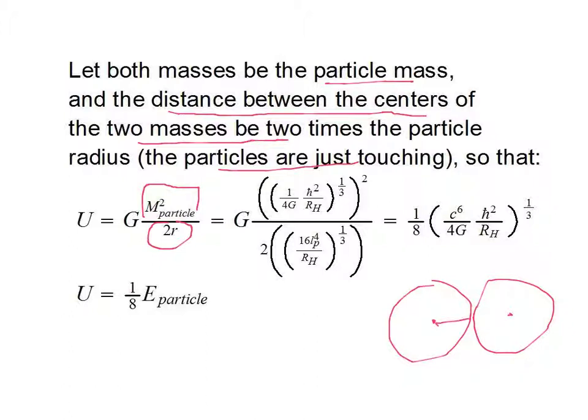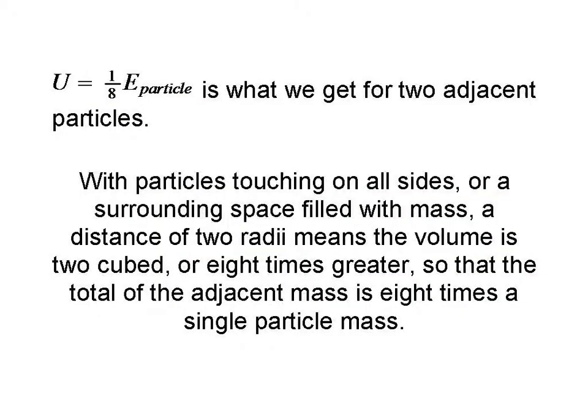We have 2 particle radiuses. So we have our particle mass squared times our particle radius times 2. And this works out to be 1/8 times the energy of a particle. So we saw that the gravitational potential energy for 2 particles touching is 1/8 of the energy of a particle. Remember, that's for 2 adjacent particles.